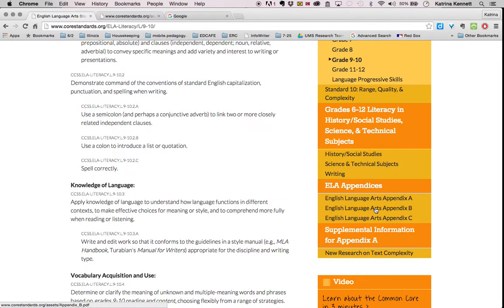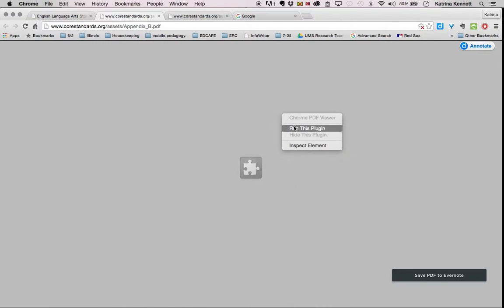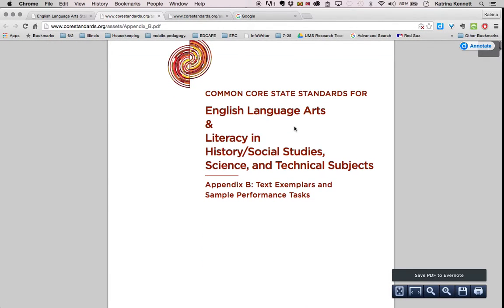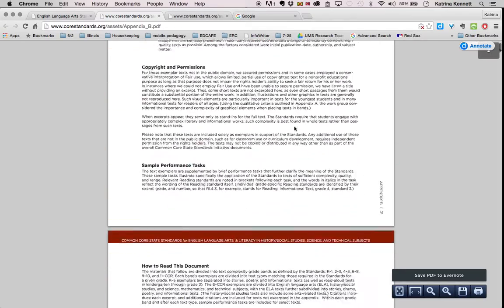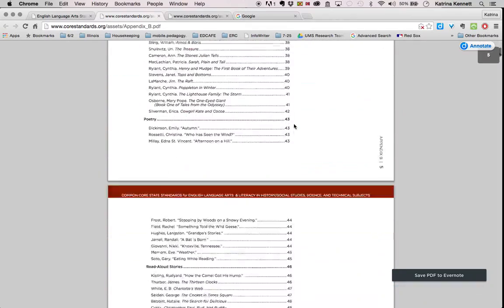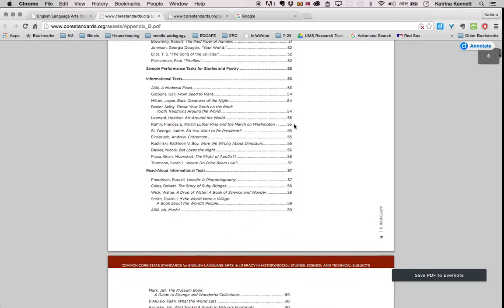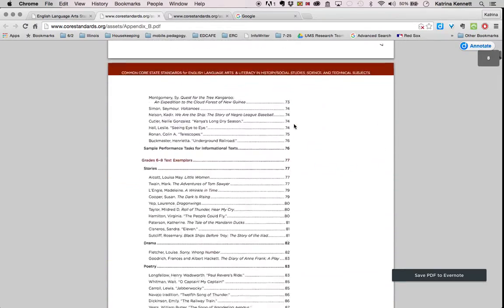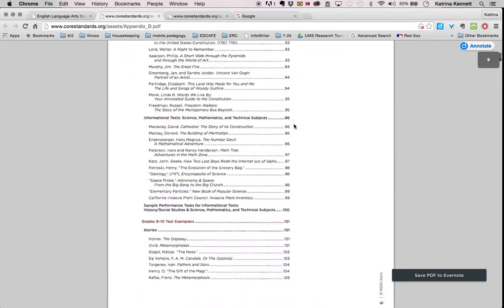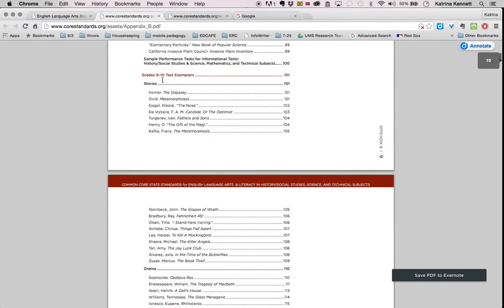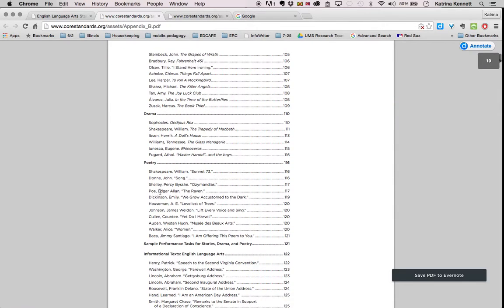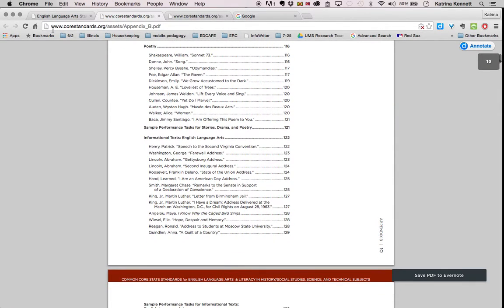Appendix B is sample text types. So I would go over this with my department, and we would talk about the text exemplars and whether or not we were using those particular ones or different ones, and how the ones we would use would fulfill the state standards. Because they're organized by grade band, so the stories for grade 10, drama, poetry, and so forth.